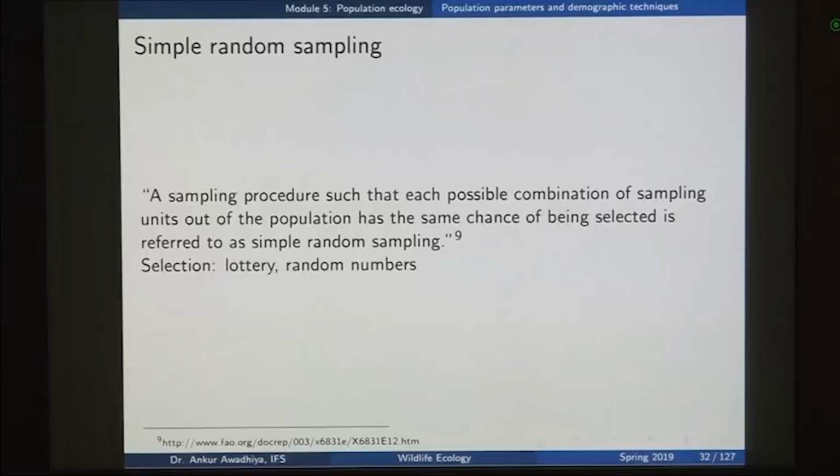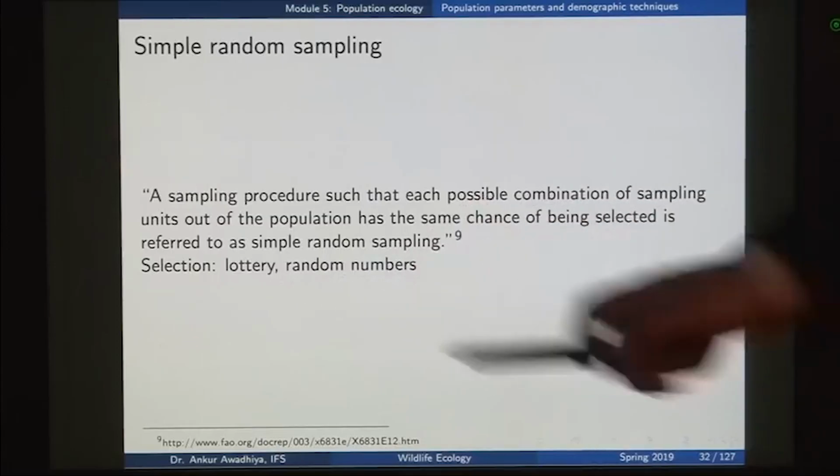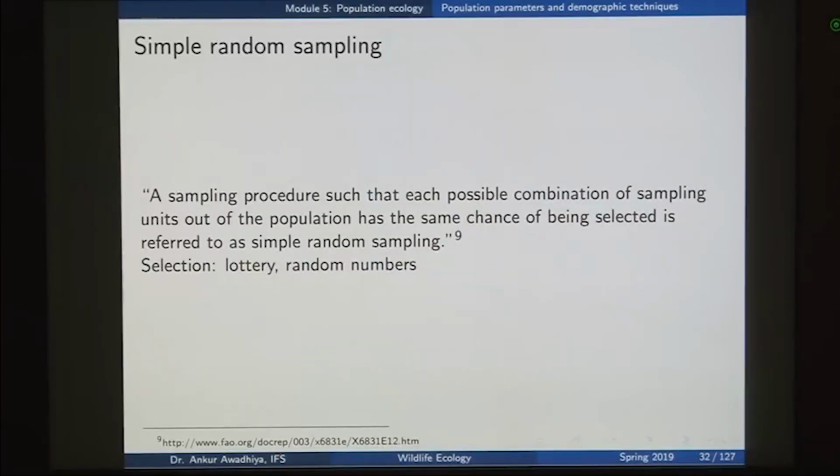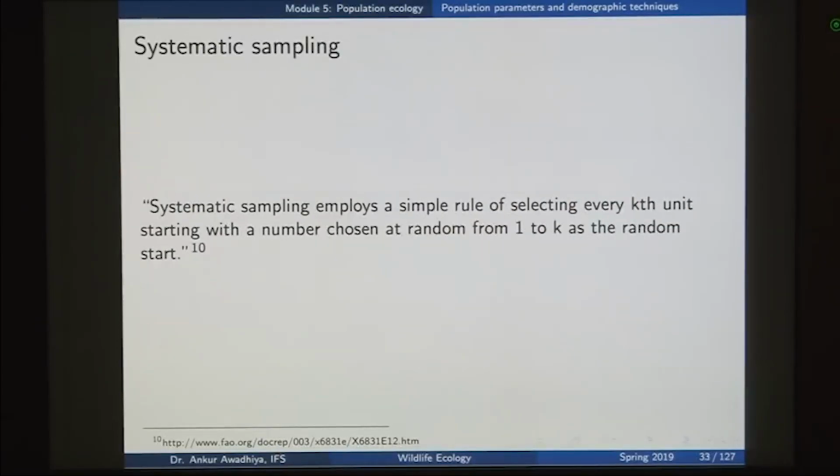Now, such a sampling goes by the name of simple random sampling. That can be done through a lottery or using random numbers. The second one is systematic sampling. Systematic sampling employs a simple rule of selecting every kth unit, starting with a number chosen at random from 1 to k as the random start.